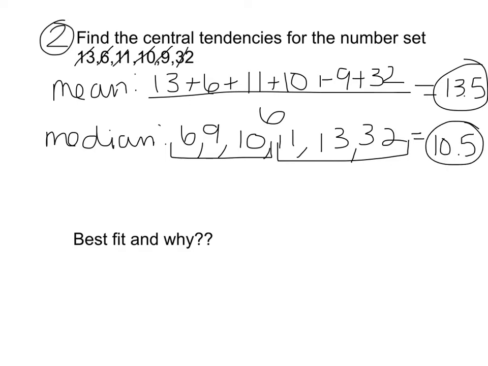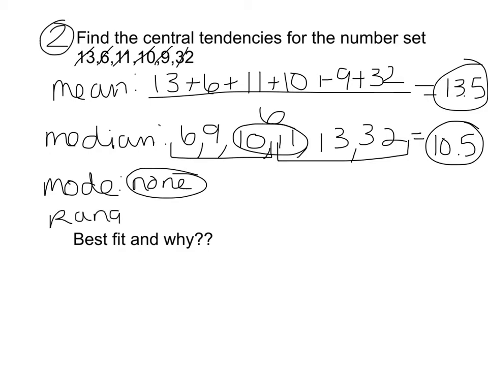To find the median, if it's not directly between two numbers that are in a row, just add the two middle numbers together and divide by 2. So 10 plus 11, divided by 2, gives you 10.5. Your mode is the one that occurs the most. There's nothing that repeats in this data set, so there are no modes. We're going to write none.